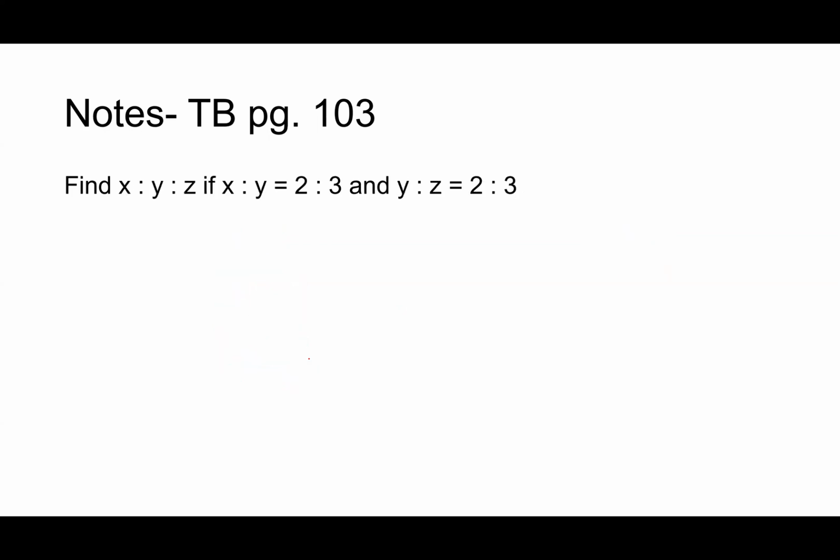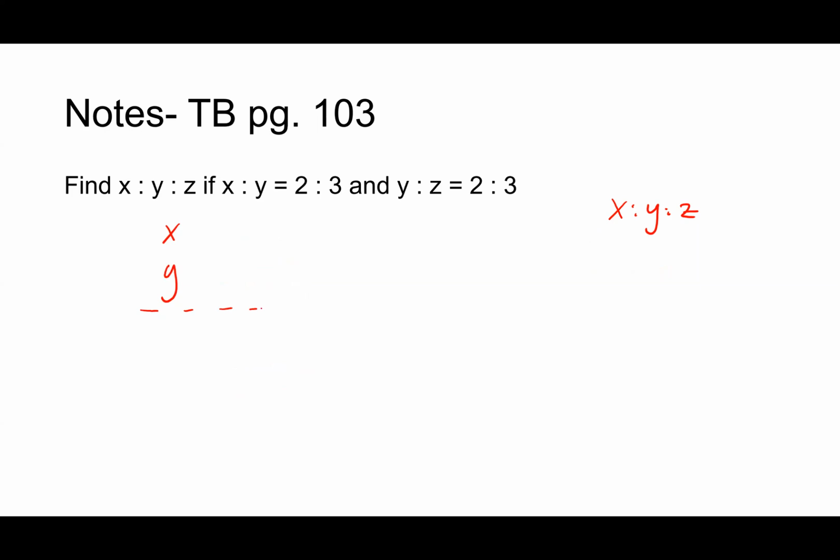All right, find x to y to z if x to y is 2 to 3 and y to z is 2 to 3. Okay, now we're going to do this two ways this time. All right, we want to find x to y to z. That's our goal. All right, x and y, here's my first ratio. How many units does x have in the first ratio?